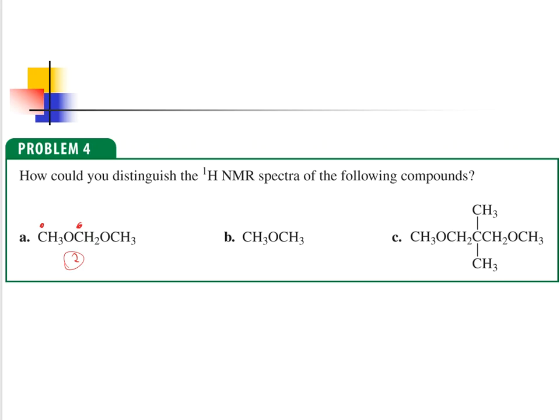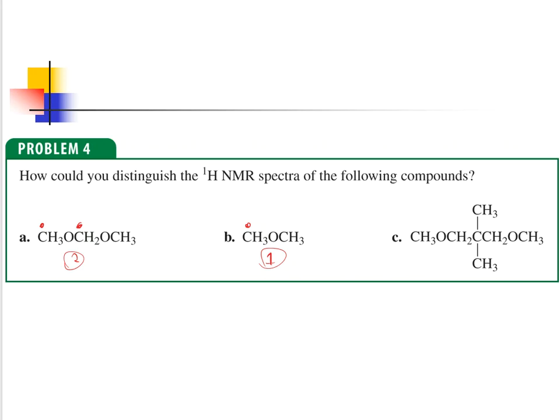For B, we see, ding ding, a signal here, and then it's actually the same signal to the right-hand side. That's also a CH3 group on an O. This is a CH3 group on an O. It's a very symmetrical molecule, so we will only see one signal from there. So far, this looks pretty good, right? A is going to give me two signals. B will give me one signal. Now let's see what C is going to tell us.